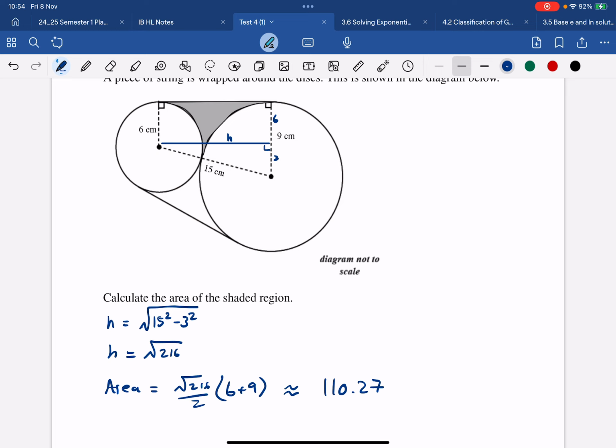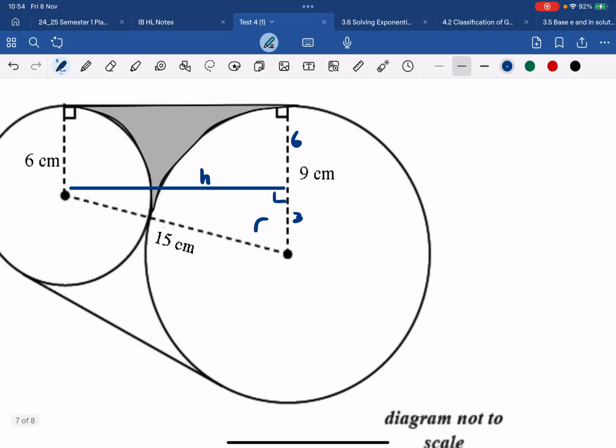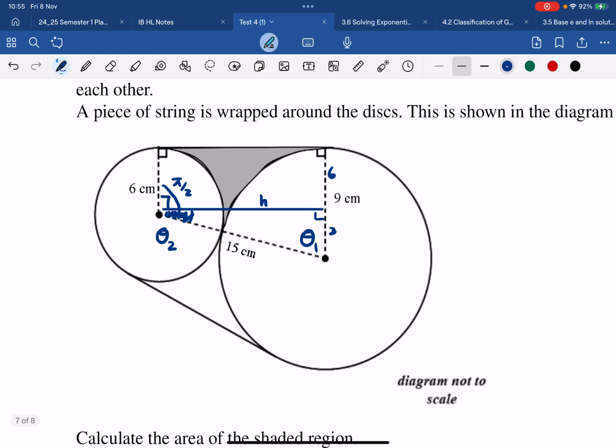To work out the area of the sectors, I'm going to work this angle out as theta 1, which is quite straightforward. And I'm going to work this angle out here, and then I'm going to add 90 degrees, which is pi over 2. And then I've got my theta 2 angle as the whole of this. And then I'm going to use both of those with the area of a sector formula, which is in the formula sheet.